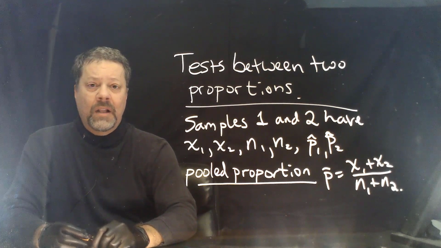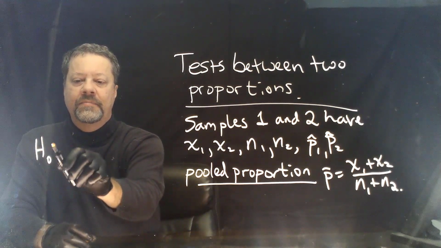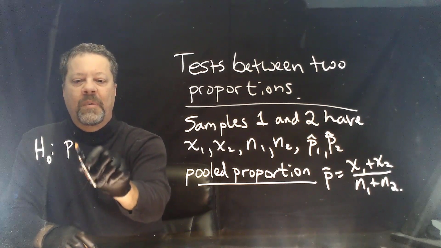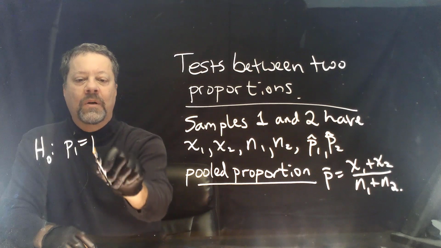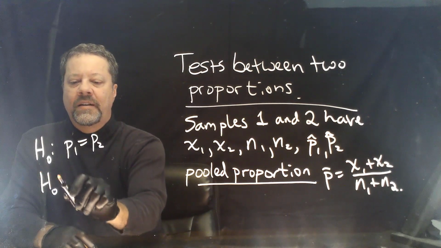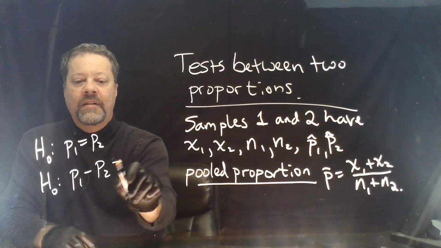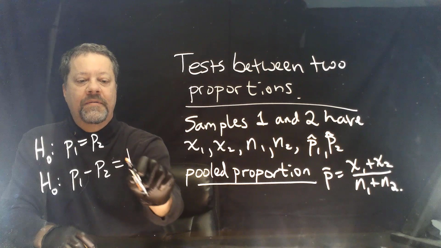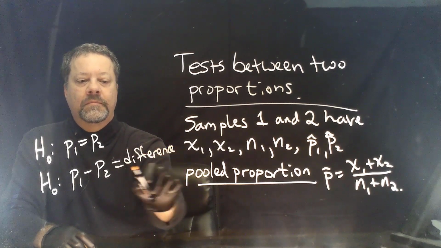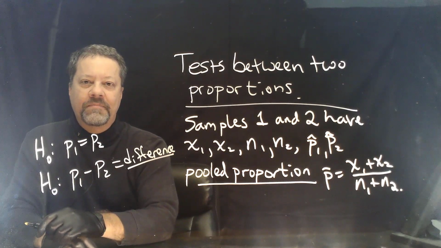What is the null hypothesis under one of these tests? It can be that the proportions are equal, but it doesn't have to be. It could be that the proportions have some specified difference. There's a known difference between them.